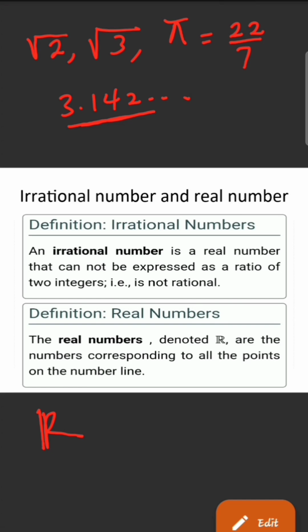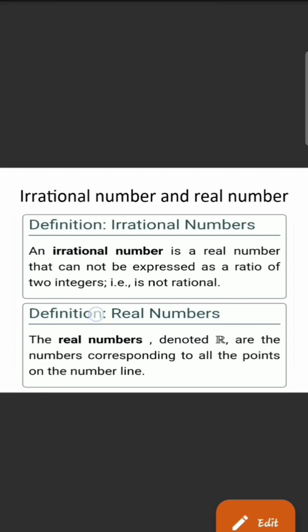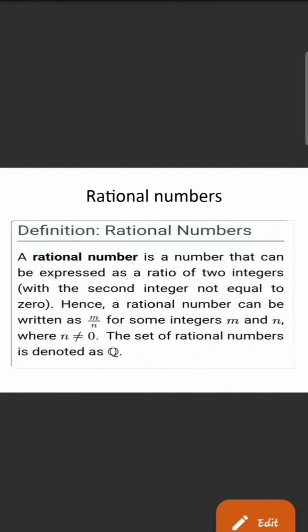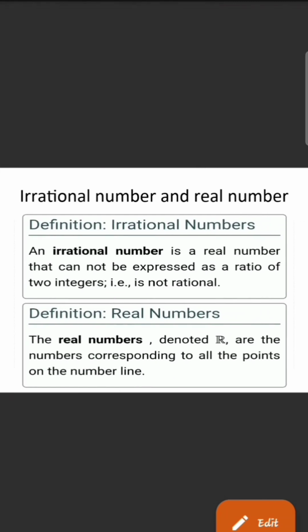Rational numbers, as we have checked before, are denoted by Q, while irrational numbers are denoted by R, and real numbers too are denoted by R. Sometimes, to differentiate irrational from rational numbers, another symbol will be used for irrational numbers, but that one is not unified.